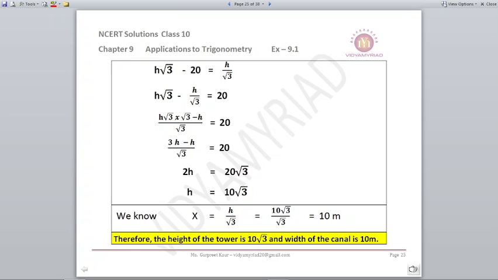And we know x is equal to h upon root 3. So we have found the value of h, that is 10 root 3. So x is 10 root 3 upon root 3, which is equal to 10 meters. So the height of the tower is 10 root 3 and the width of the canal is 10 meters.